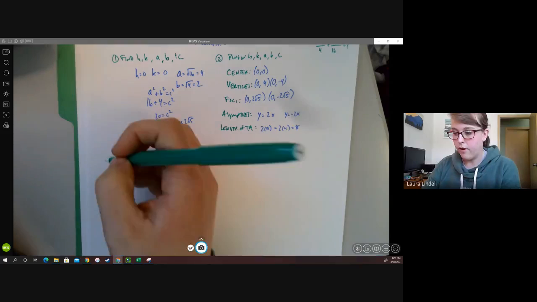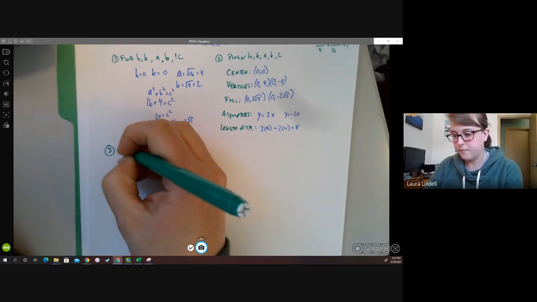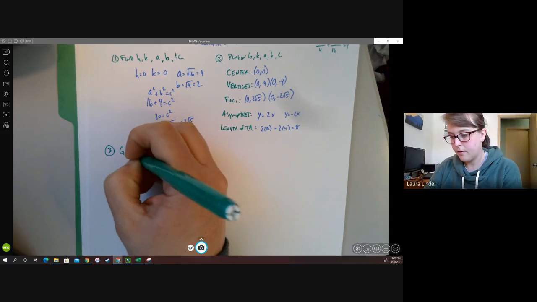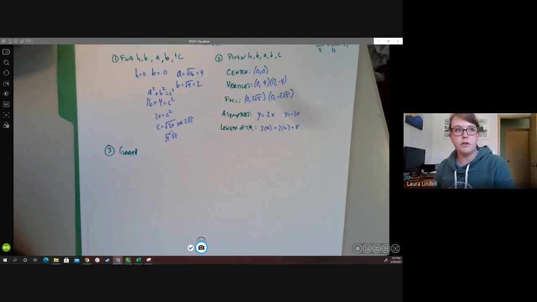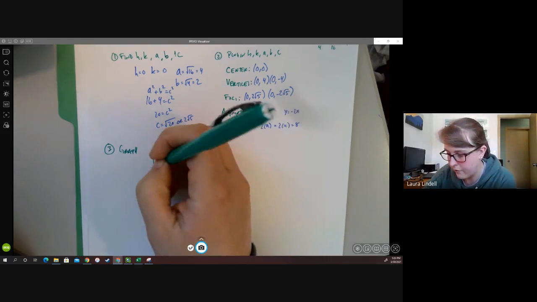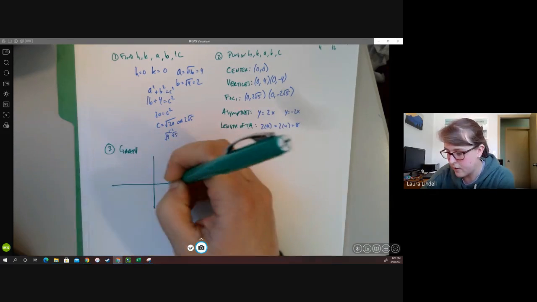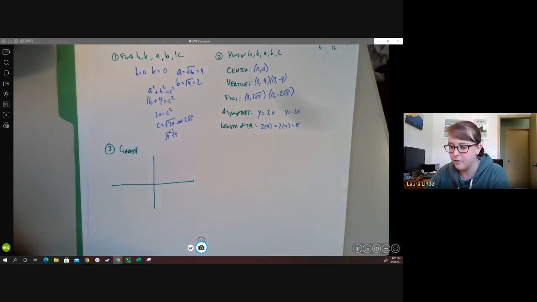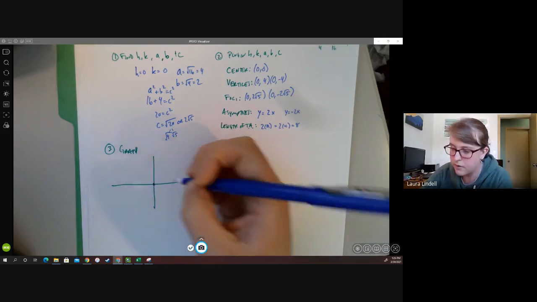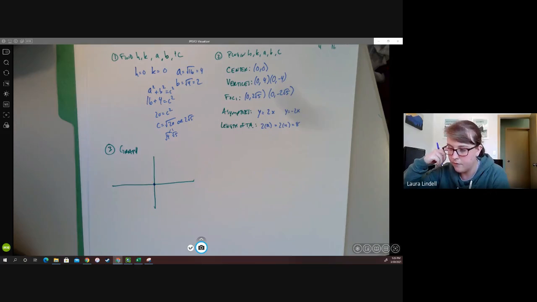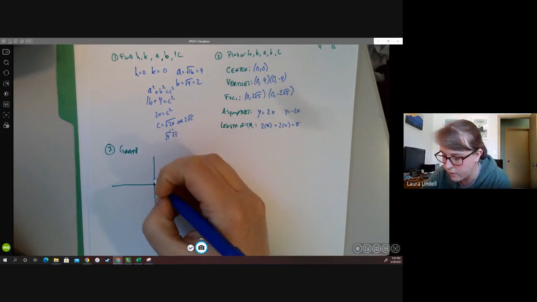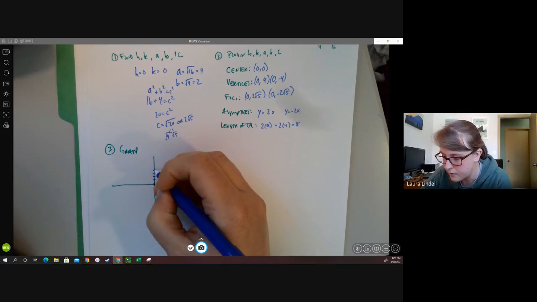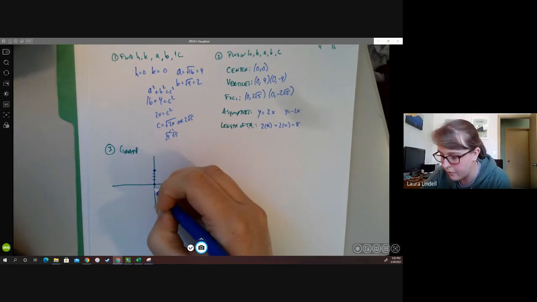Then if we were going to graph this thing, we could use a graphing calculator or something like that. But we could also just use the information we have here. So let's use the information that we have, especially since this one's nice and easy to graph at our center of 0, 0 by hand. So the vertices are at 0, 4 and 0, negative 4.